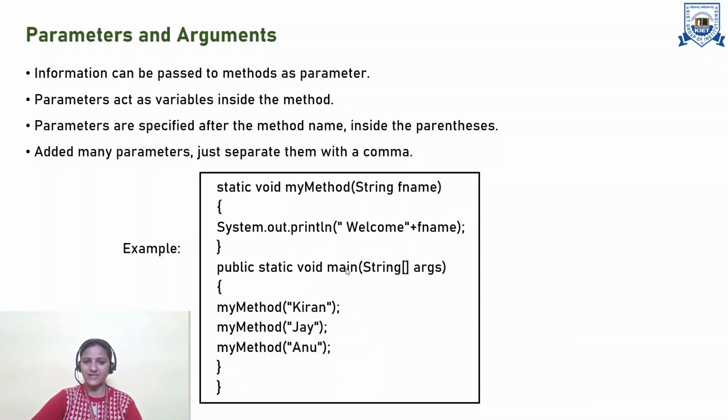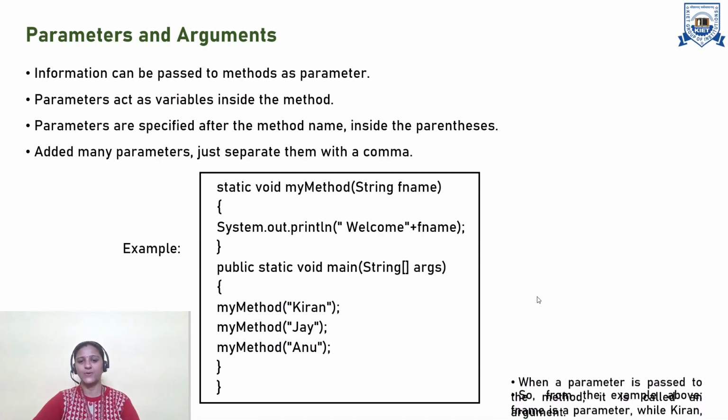So in the main method, we call this method, because we know methods need to be called. Only then do they get executed. So I call this method, myMethod, and pass the value Kiran. This will get stored in the parameter fname, and it will print welcome Kiran. Next, I call the method again and pass Jay. Same with this. Next, again I call this method and pass the value Anu.